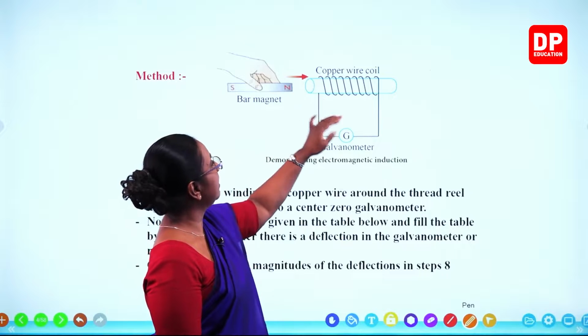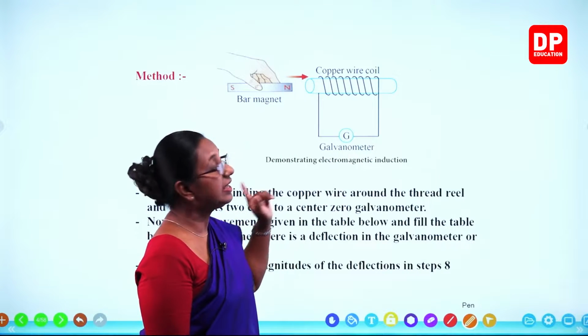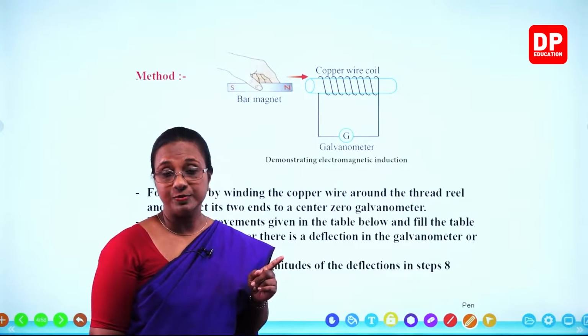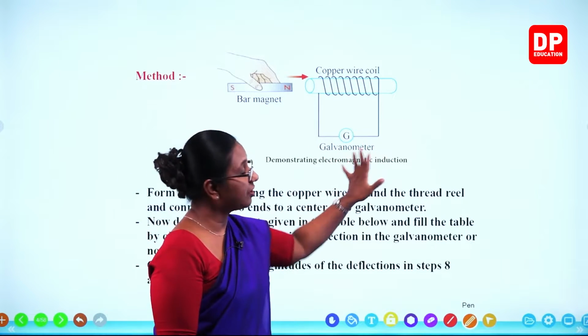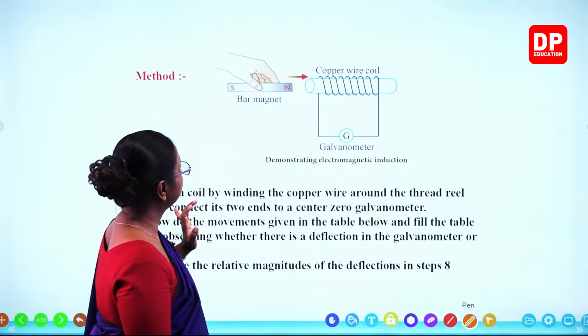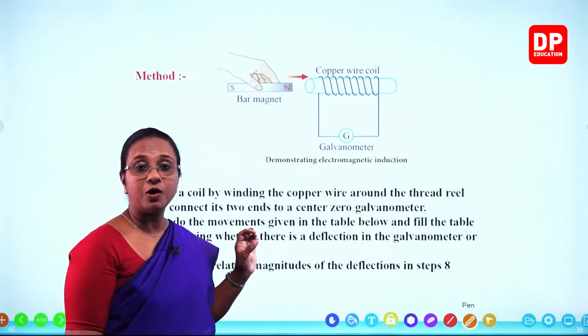Once you have made the wire coil, we take the two free ends of the copper wire and connect them with the galvanometer. So now this part of it is ready. Then you have the bar magnet here. We hold the bar magnet near the wire coil.